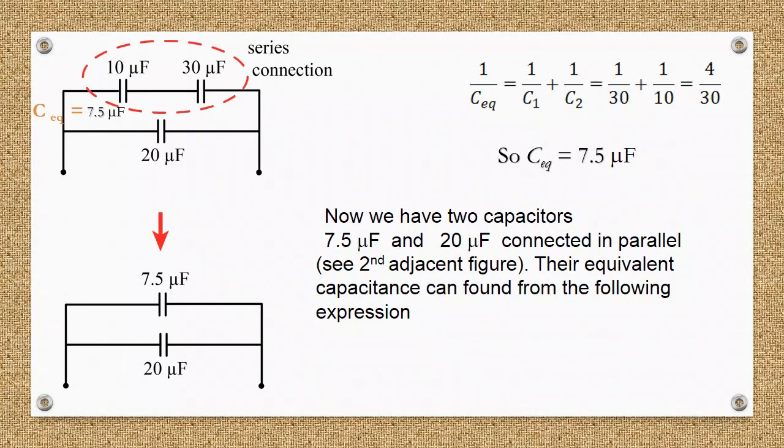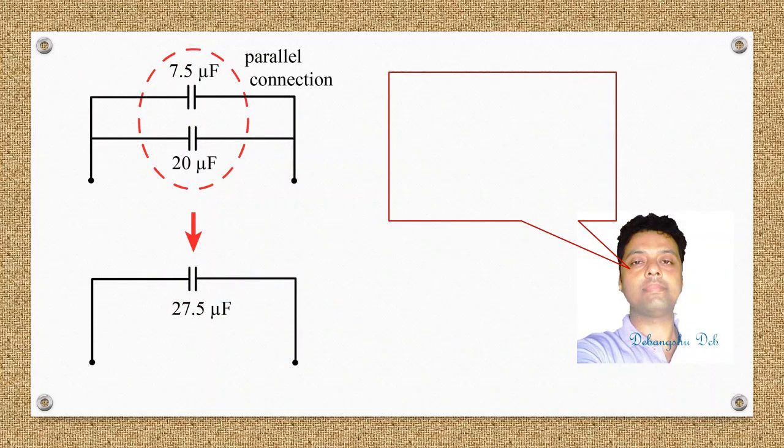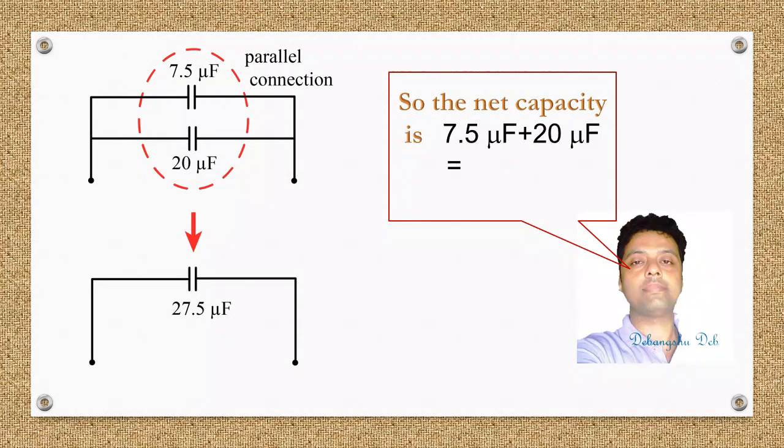Now we have two capacitors 7.5 microfarad and 20 microfarad connected in parallel. See the second of this adjacent figure. The equivalent capacitance can be found by the following expression. Now it is a parallel combination. So C parallel is equal to C1 plus C2. So 7.5 plus 20. So the value would be how much? 27.5 microfarad. So it was pretty simple.